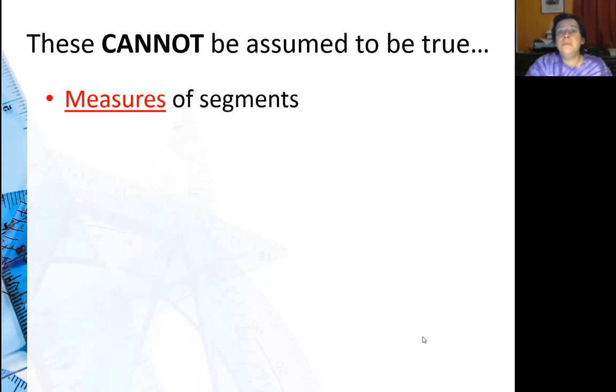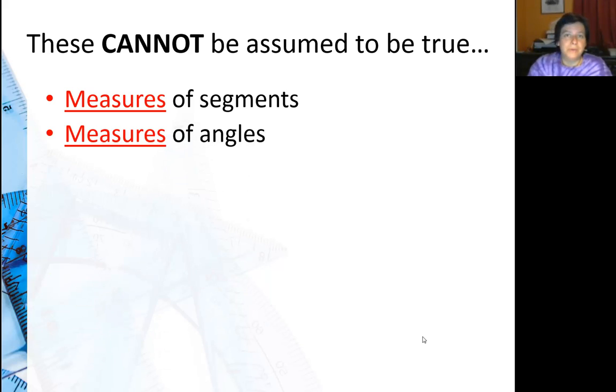Now, here's what you cannot assume to be true. You cannot assume the measures of segments. If one looks like it's twice the other, that doesn't mean it is twice the other. Only if you see something like congruence marks that help you measure it out, that's when you can assume lengths. But otherwise, unless it's marked, you can't assume it.